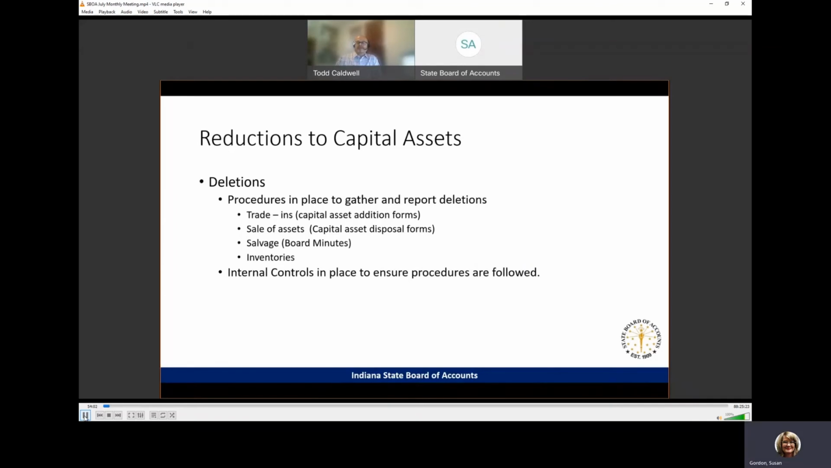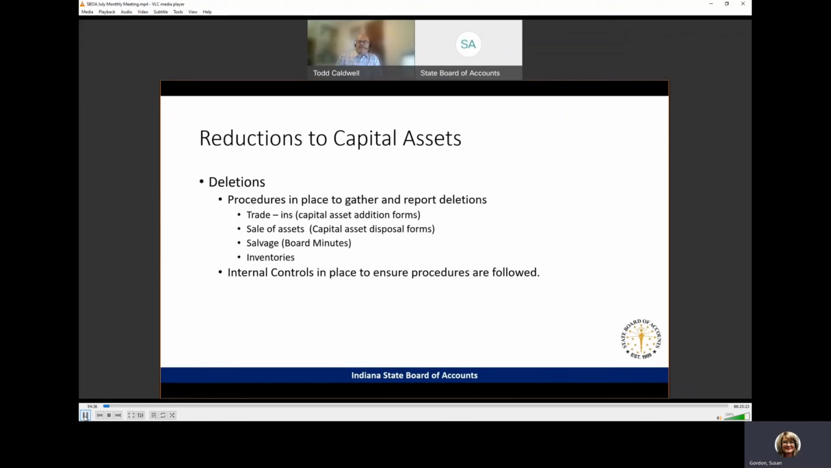For those trade-ins, the capital asset addition forms can have a place to list the trade-in information and hopefully sufficient detail to remove the asset that's being traded in from the list. You can also look at board minutes. They will sometimes have information on disposal of assets because large disposals of equipment or even the approval to take some things for scrap gets discussed in a board meeting, and maybe you've noted that in your minutes.